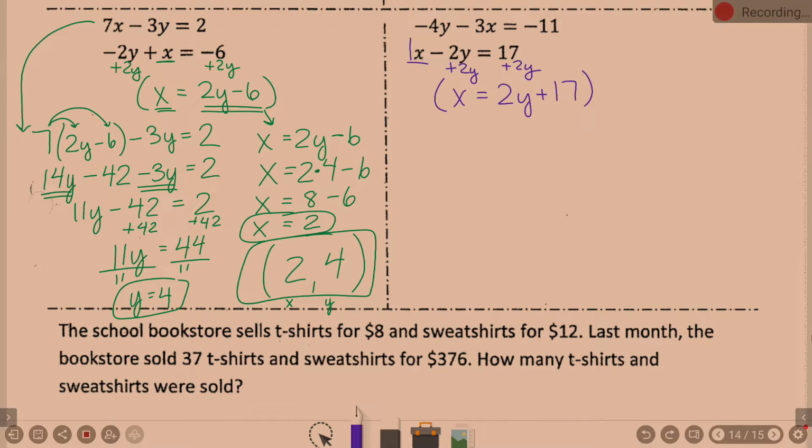Every place I see an x, I'm going to replace it with 2y plus 17. Okay, bringing down that equation: negative 4y minus 3x. But what is x? 2y plus 17. And then it still equals negative 11.